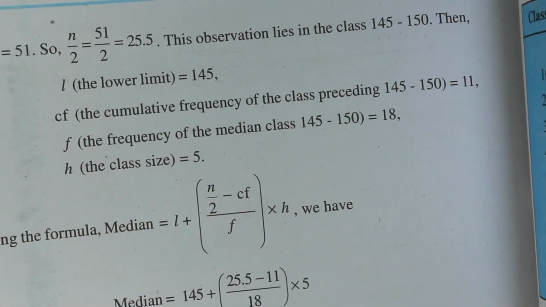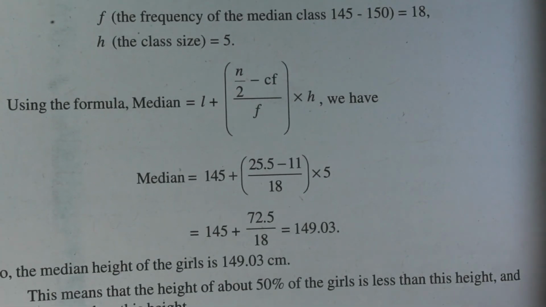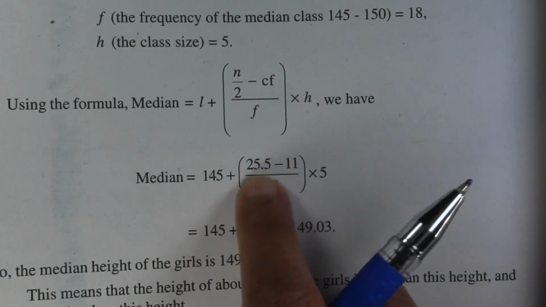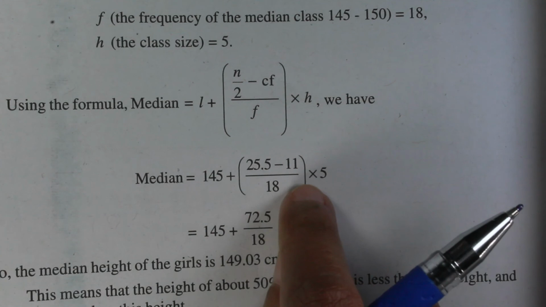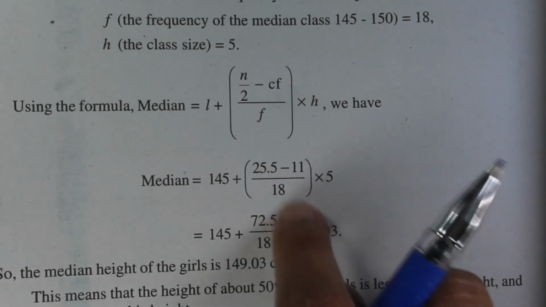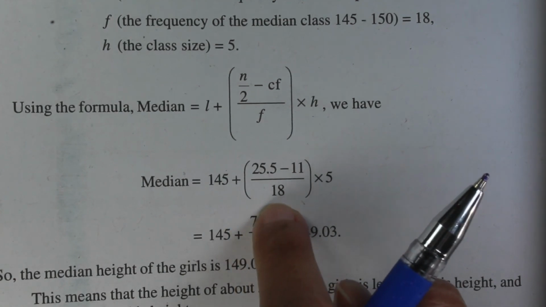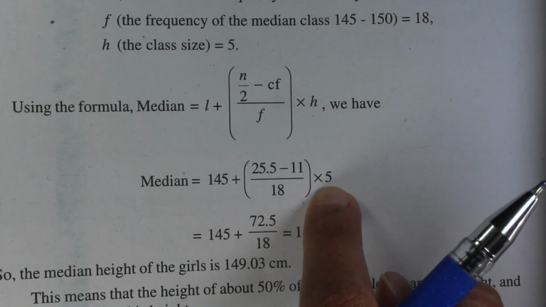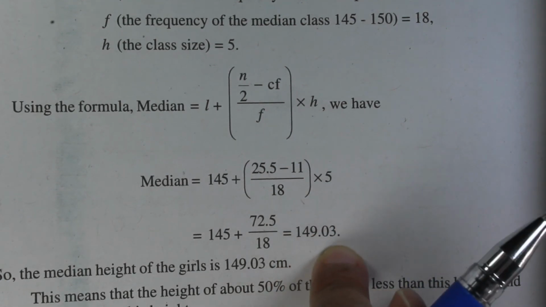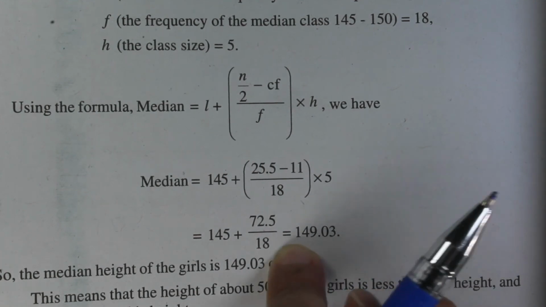You can solve the problem exactly as shown in the example. So we have substituted the values in the formula. Here 145 is the lower limit of the median class, plus n by 2 is 25.5, minus the cumulative frequency of the class preceding the median class, 11, divided by 18, the frequency of the median class, into h, the size of the class interval, that is 5. So I got the answer as 149.03. This is the median height of the class.